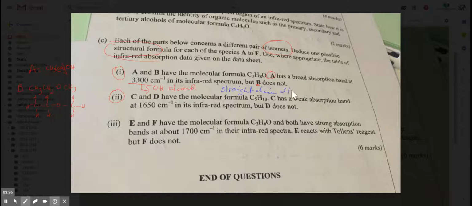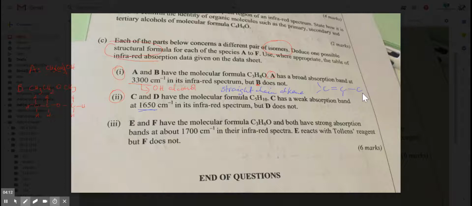Now let's just check that 1650. We're hoping that that's going to be a double bond, and it turns out when you look at your infrared table on your data sheet, yes, 1650 is a carbon-carbon double bond. So that's good. That would be for C. So let's draw C out. Let's put the double bond at the start, drawing the displayed formula first. We'll have 1 hydrogen off here.